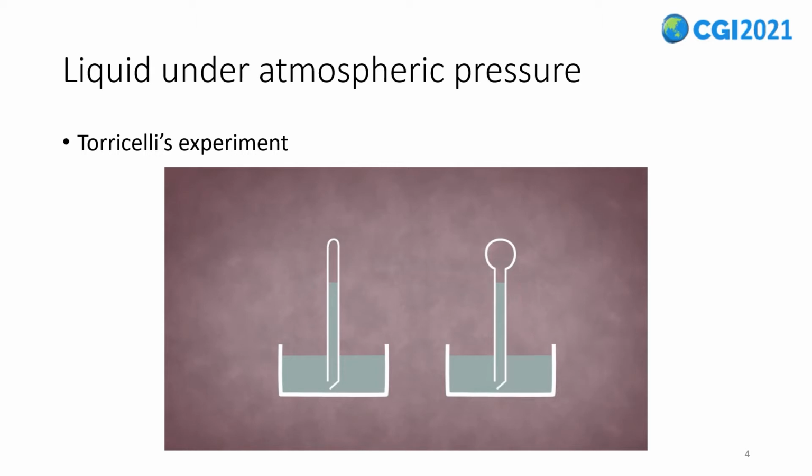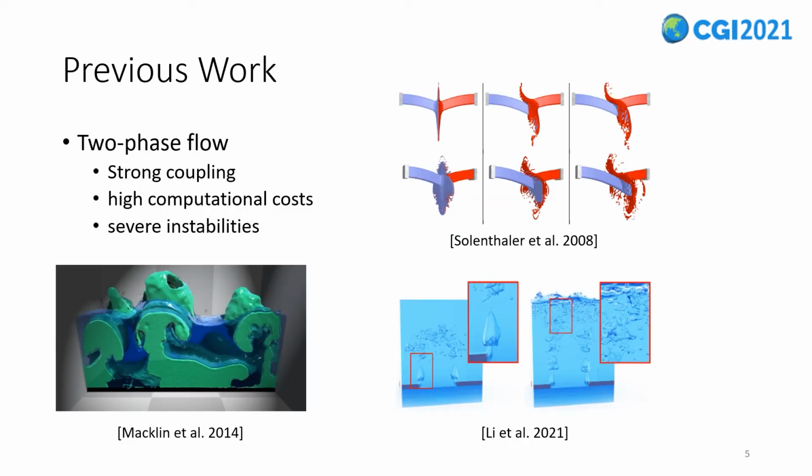However, it is common in computer graphics to ignore atmospheric pressure and assume a free surface boundary condition at the interface when simulating fluids. Air is a fluid with a very small density, and its coupling with liquid can be simulated as a two-phase flow. Simulating strong coupling two-phase flow with large density difference either incurs high computational costs or suffers from severe instabilities.